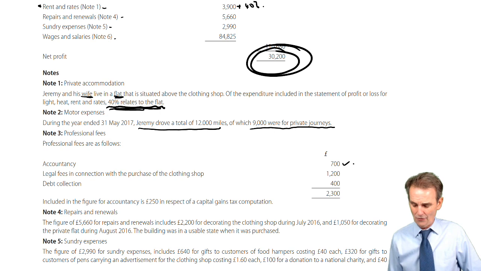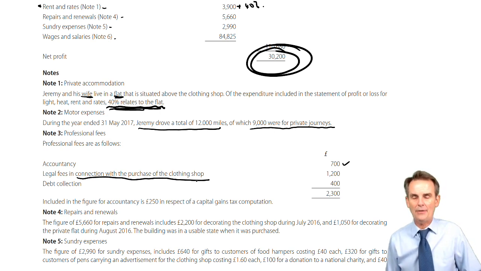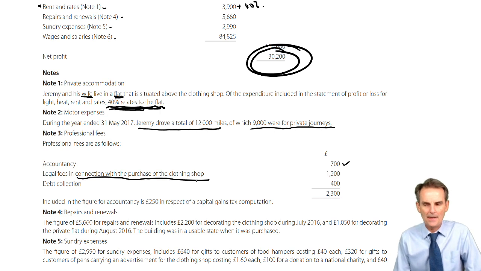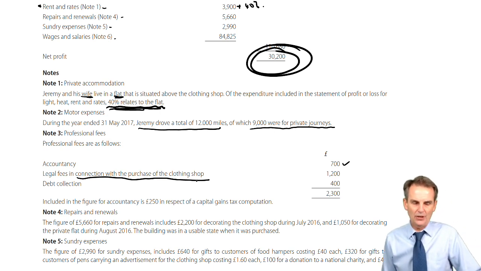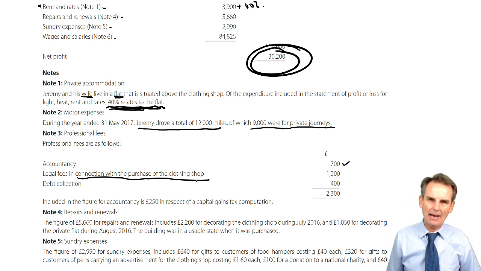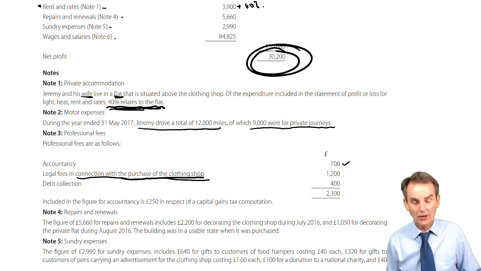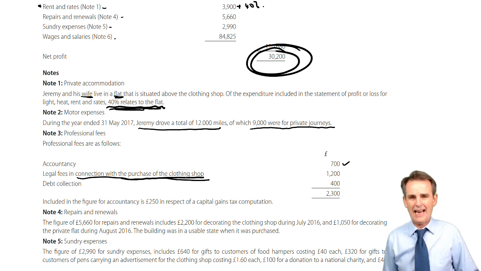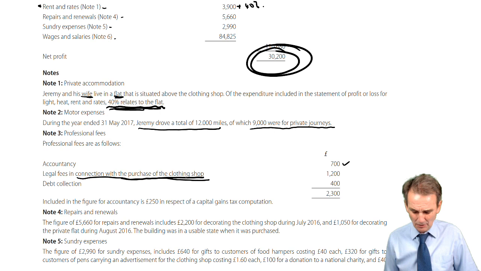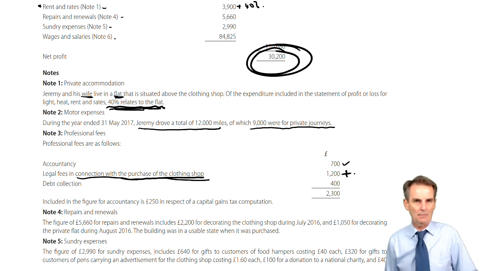But no, accountancy, 700, at this point anyway, seems okay. Legal fees in connection with the purchase of the clothing shop. Now then, with legal fees, this comes under that same basic rule of, is it a revenue expense, is it capital expense? Anything that's capital is not allowable against the trading income. This is the purchase of the shop. It's to do with the purchase of an asset. Purchase of an asset is capital expenditure. So those legal fees, therefore, in connection with the purchase of the shop are not allowed and will need to be added back. They are added back.